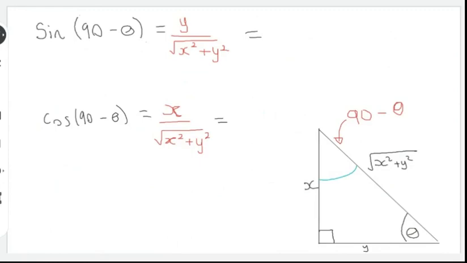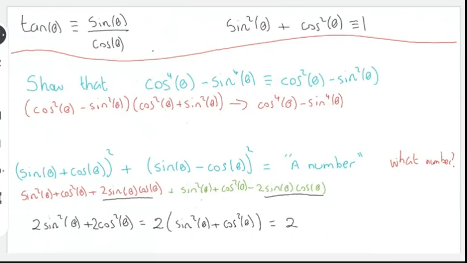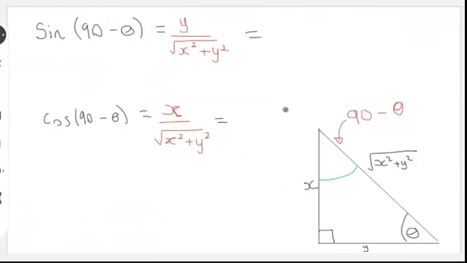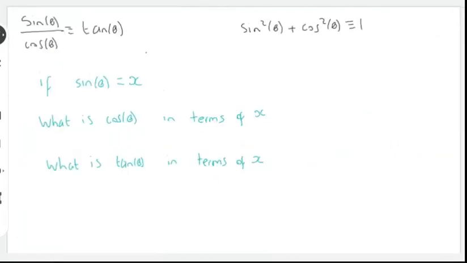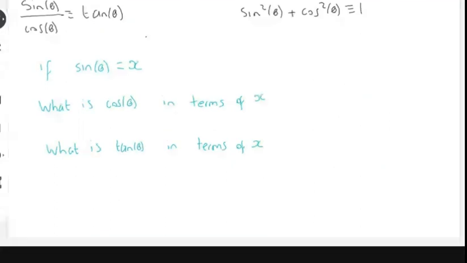So we've got 4 people on the quiz. But whilst we're waiting for more people to enter, we also have the question on slide 6 to think about. What's another expression for y over the square root of x squared plus y squared? What's another expression for x over the square root of x squared plus y squared? And slide 8. If sine theta equals x, what is cos theta in terms of x, and what is tan theta in terms of x, using the identities above, using the relationships that we know to be true?